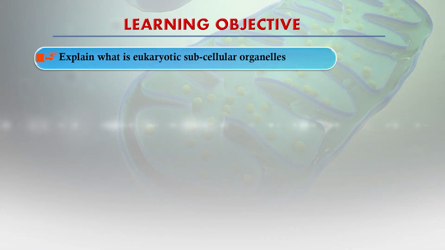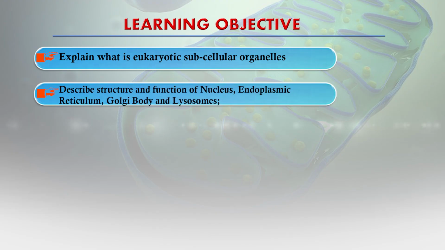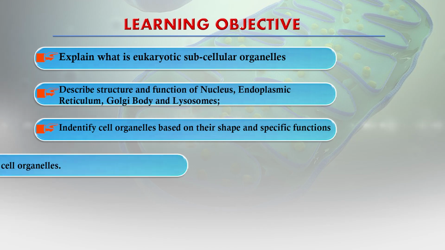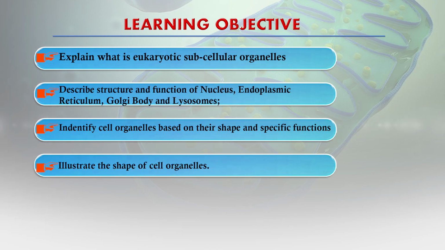After going through this session, you will be able to explain what eukaryotic subcellular organelles are, and describe the structure and function of the nucleus, endoplasmic reticulum, Golgi body and lysosomes. You can identify the cell organelles based on their shape and specific functions and illustrate the shape of cell organelles. Let us understand what the cell organelles are.